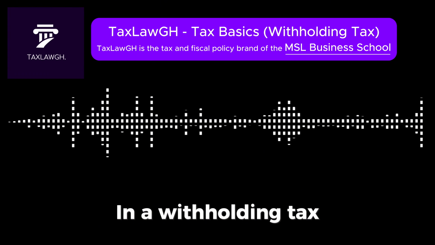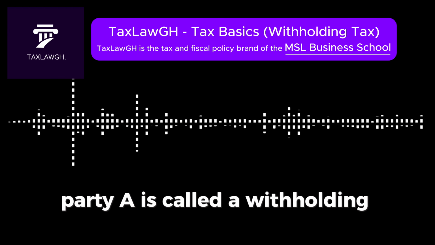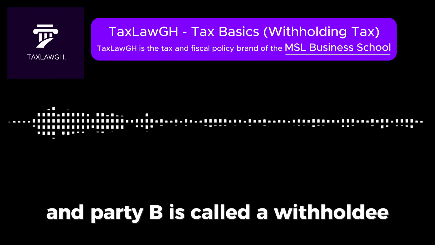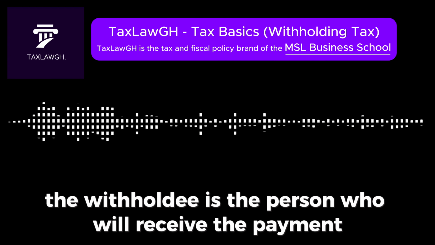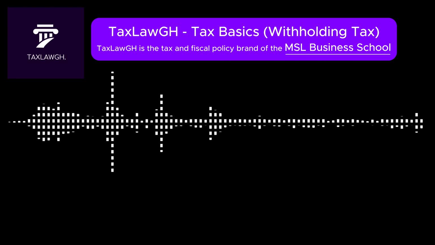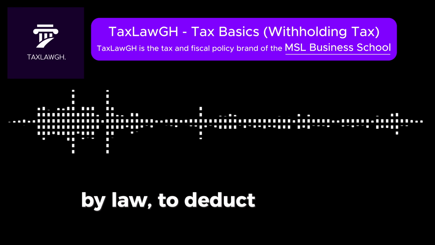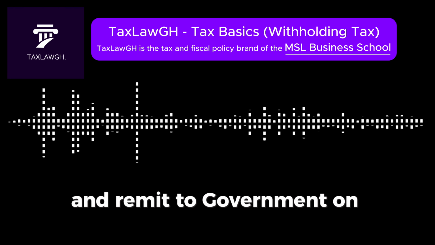In a withholding tax, there are basically at least two parties. Party A is called the withholding agent and Party B is called the withholdee. The withholdee is the person who receives the payment from the withholding agent, and the withholding agent is the person mandated by law to deduct a certain percentage and remit it to government on behalf of the withholdee.